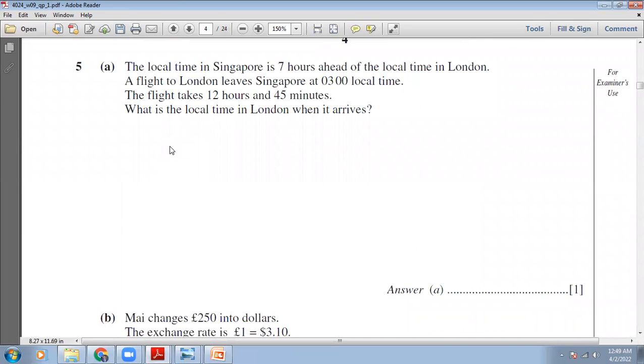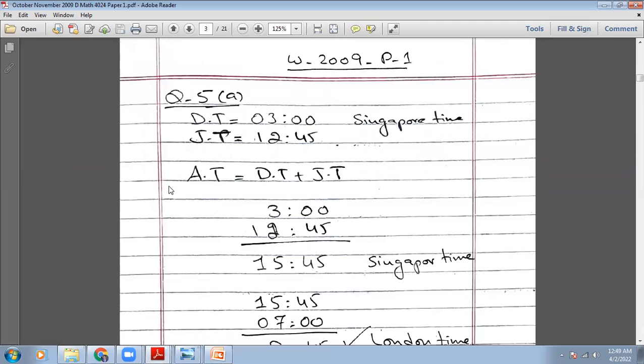Okay, the next question is question number 5. It says the local time in Singapore is 7 hours ahead of the local time in London. A flight to London leaves Singapore at 300 local time. The flight takes 12 hours and 45 minutes. What is the local time in London when it arrives? So we know the departure time and the journey time, so we can find the arrival time. But that time will be in Singapore's local time. Then I will convert that arrival time into London's local time. So that's the strategy. Let me show you.